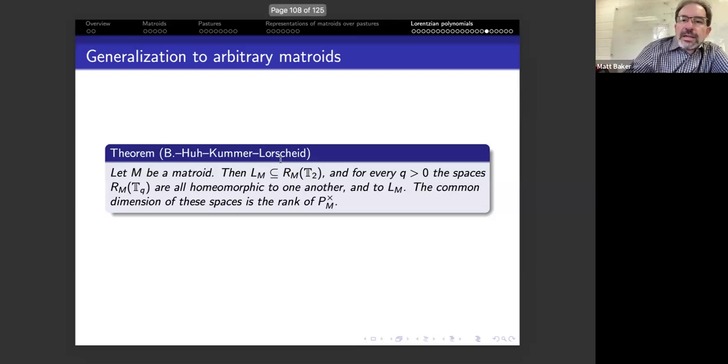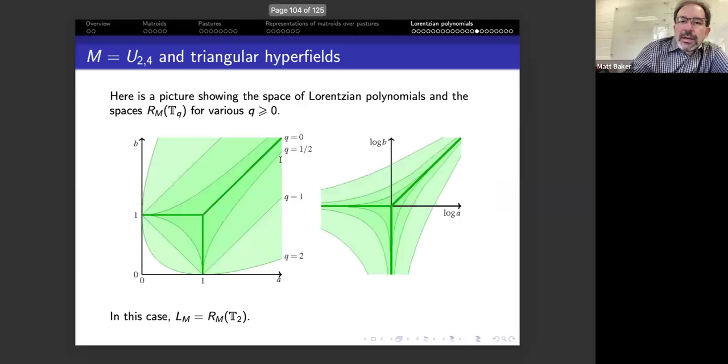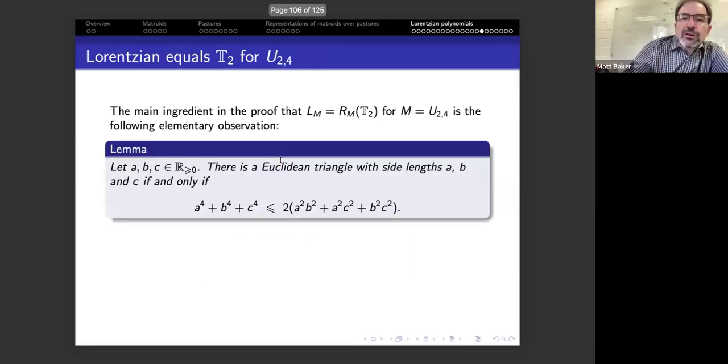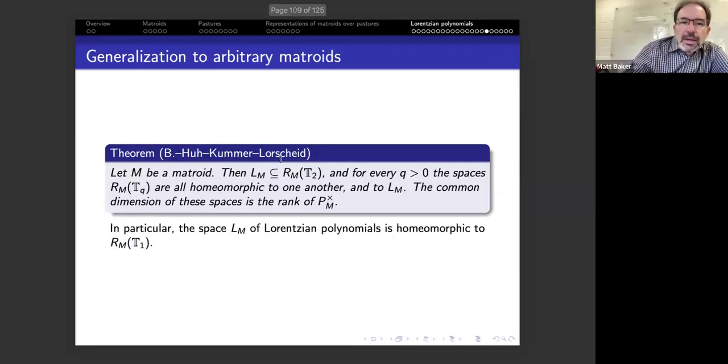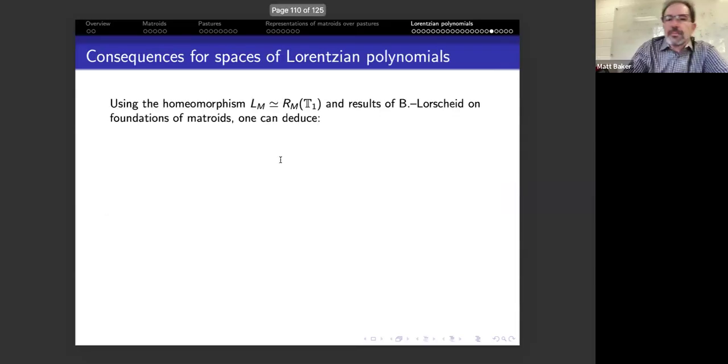And so again, in this previous picture, you can sort of see that, well, here it was just equal to RM of T2. In general, it's just a homeomorphism. So anyway, Lorentzians are, for example, homeomorphic to representations over T1. And using this, we can actually deduce things about spaces of Lorentzian polynomials.